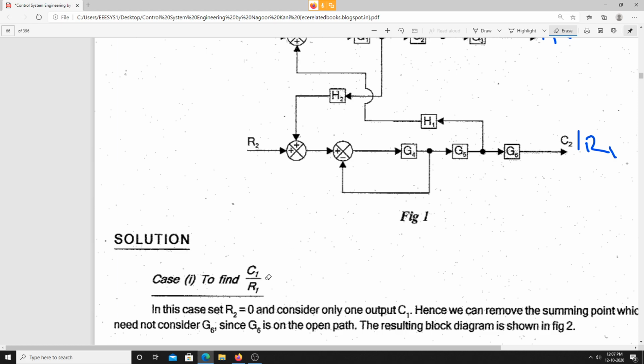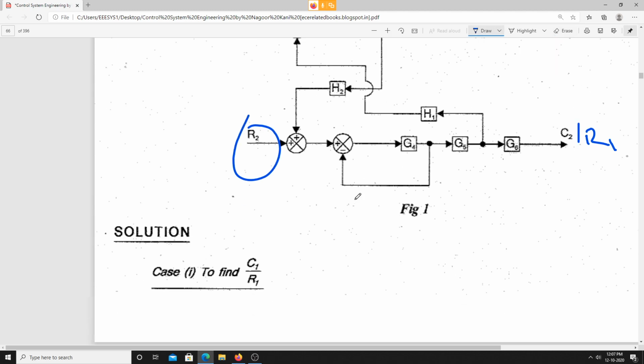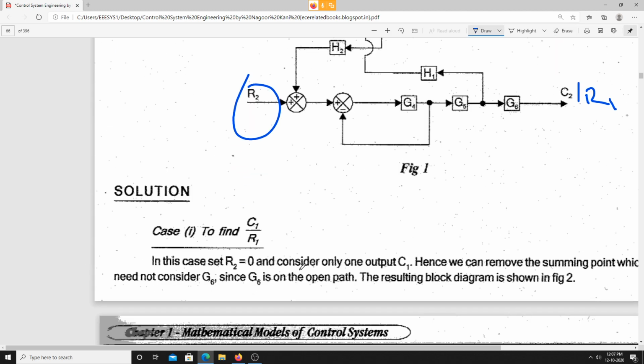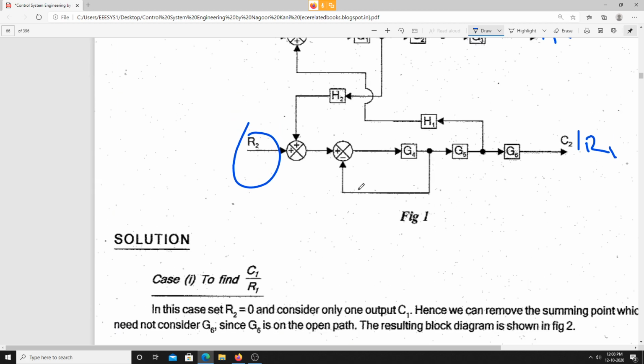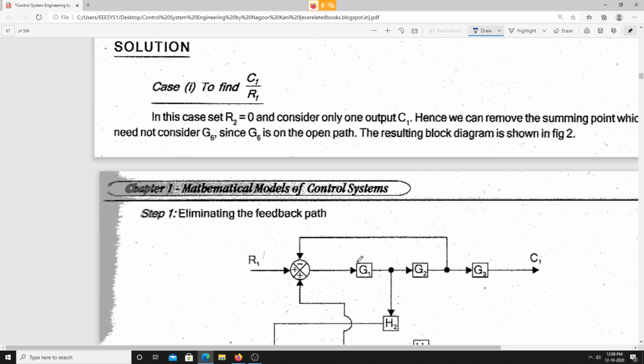So to find C1 by R1, here we are supposed to take R2 equal to 0. This R2 is considered to be 0 here. So when R2 is 0 and only one input C1 is considered, we can remove the summing point, which need not be connected. Is it clear? This summing point need not be connected. Need not consider G6.